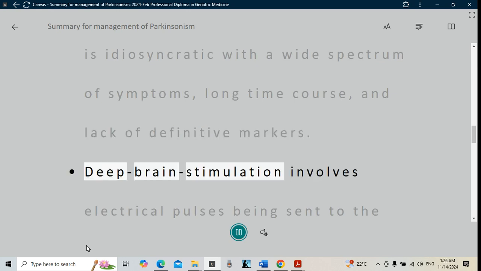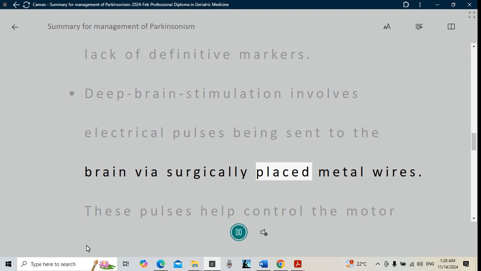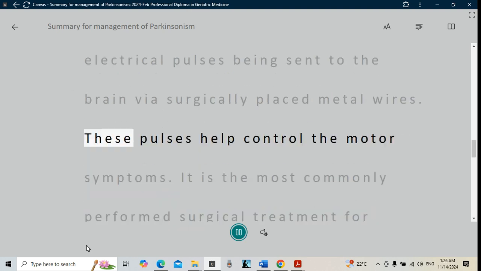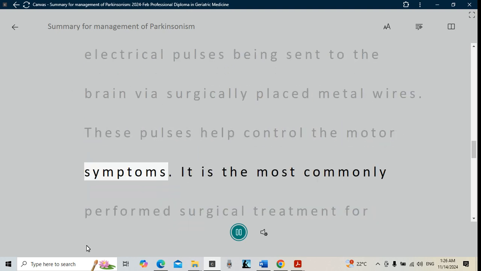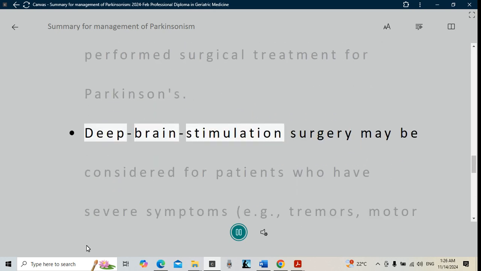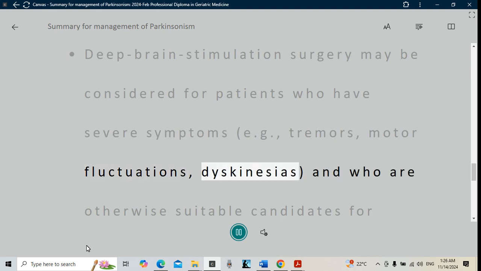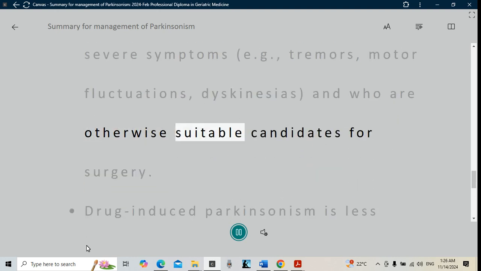Deep brain stimulation involves electrical pulses being sent to the brain via surgically placed metal wires. These pulses help control the motor symptoms. It is the most commonly performed surgical treatment for Parkinson's. Deep brain stimulation surgery may be considered for patients who have severe symptoms, e.g., tremors, motor fluctuations, dyskinesias, and who are otherwise suitable candidates for surgery.